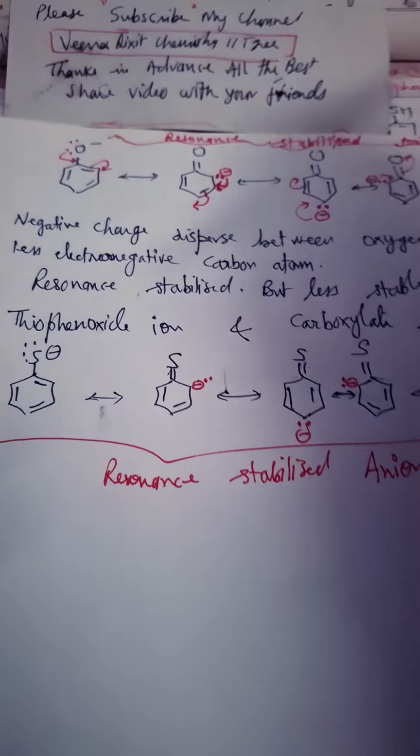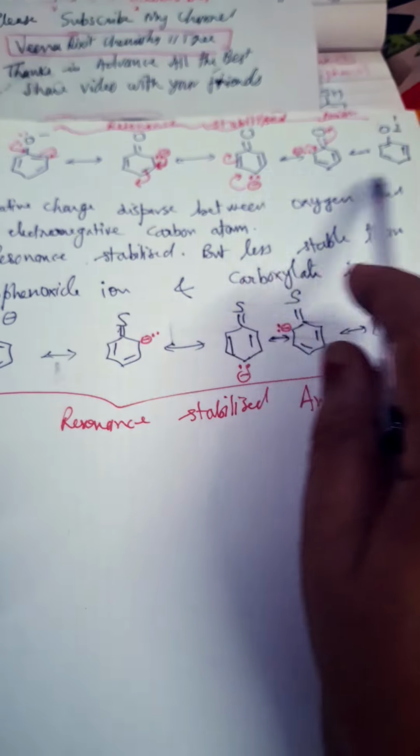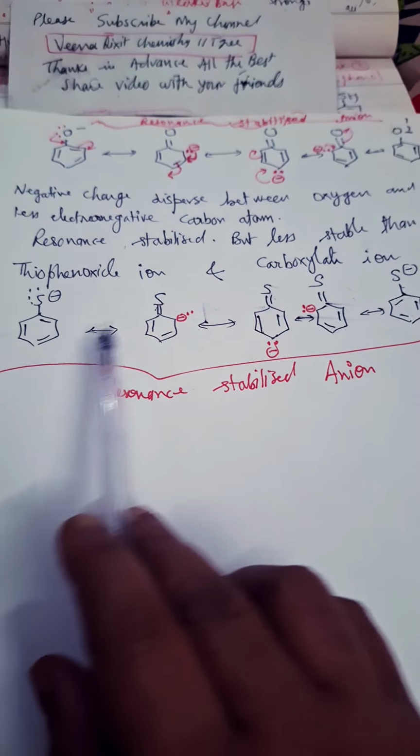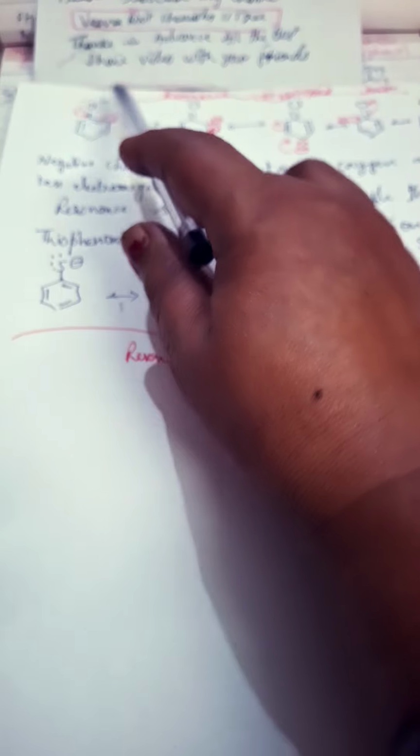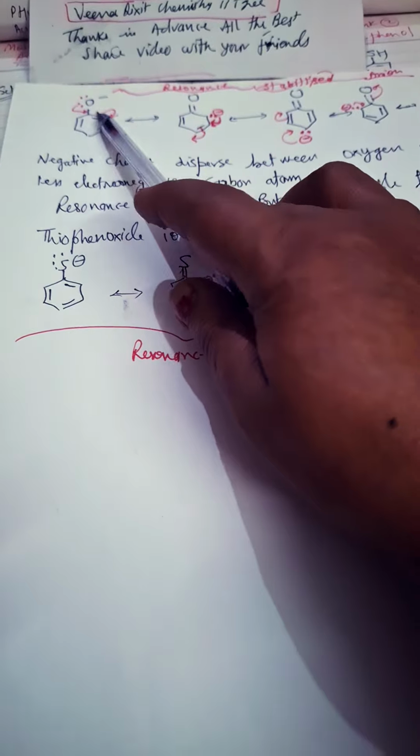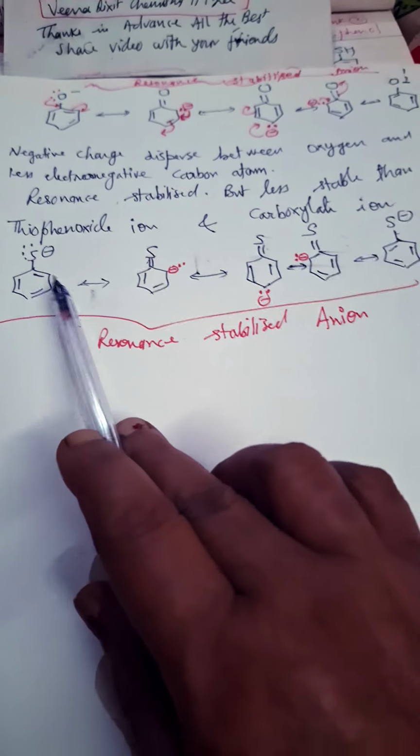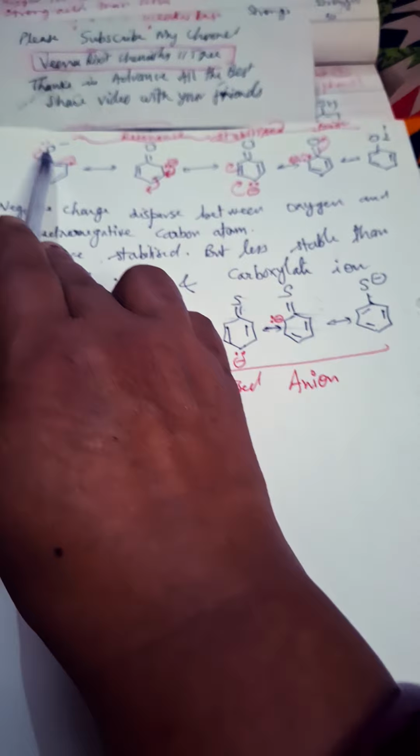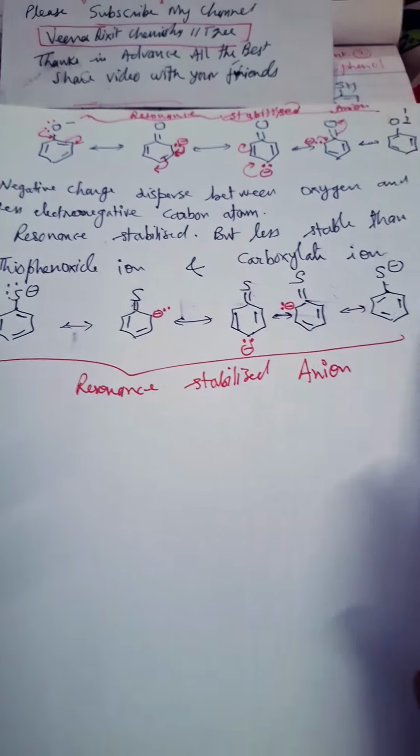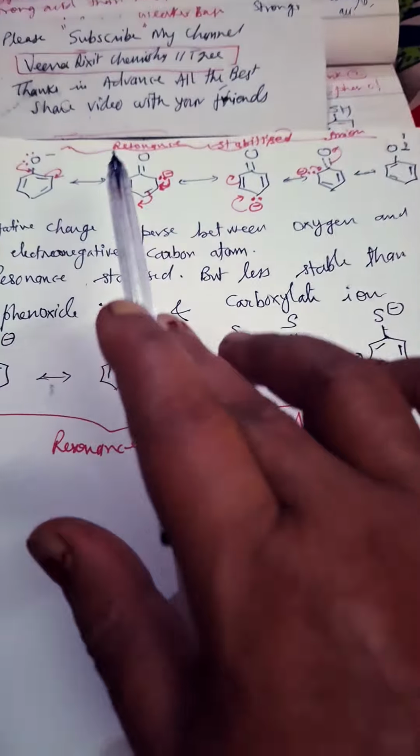Here I will tell you about this. See, this is the structure: 5 resonating structures for phenol, and the same 5 resonating structures for the thiophenol anion. After losing H positive, this anion is obtained. The structure is just identical to each other, only here oxygen, here sulfur, and the rest are all 5 resonating structures.